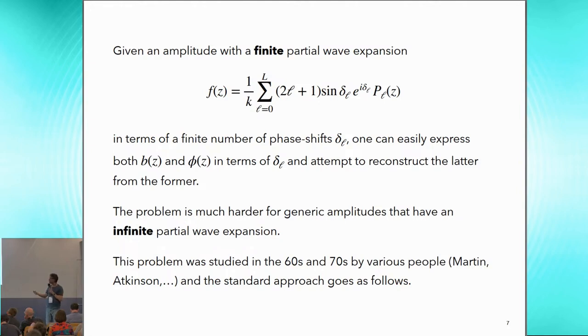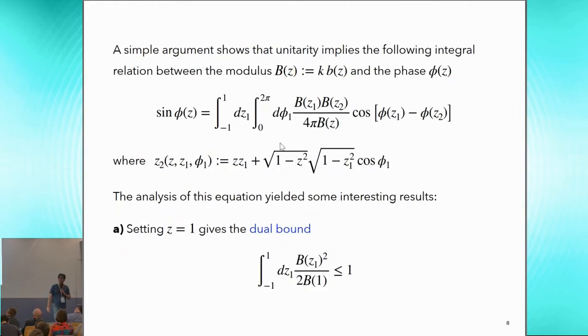It was studied in the 60s and 70s, when people were trying to analyze, as Ruth mentioned in the morning, the analytic properties of the S-matrix, by people like Martin, Atkinson, and others. And the standard approach goes like this. Again, as we heard in the morning, unitarity plays a very crucial role. So if you rewrite unitarity in this context, it gives you a direct relation between the phase and the modulus, and the relation is an integral relation of this form. It's not the worst relation you have seen, but it's also not straightforward.